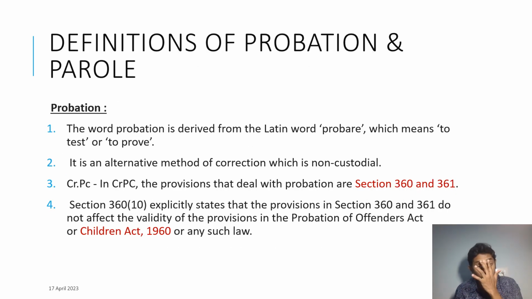Definition of probation and parole. Probation. The word probation is derived from the Latin word probare, which means to test and to prove. It is an alternative method of correction which is non-custodial. In CRPC, the provisions that deal with probation are Section 360 and Section 361. Section 360 explicitly states that the provisions in Sections 360 and 361 do not affect the validity of the provisions of the Probation of Offenders Act or the Children Act 1960 or any such law.